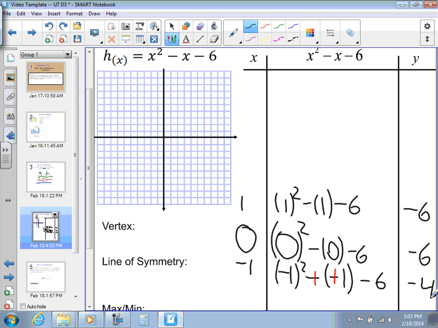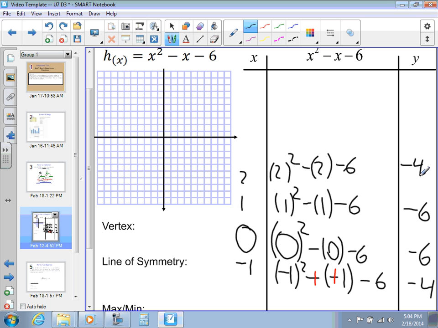Okay, let's come up here to 2 and try that one. So 2 squared minus 2 minus 6. 2 squared is 4. 4 minus 2 is 2. 2 minus 6 is negative 4. Interesting. We're starting to get some symmetry here, aren't we? Okay, let's try some more of these.